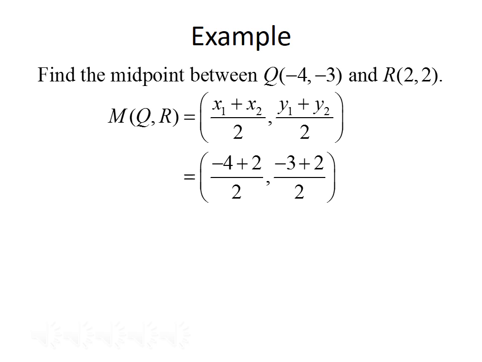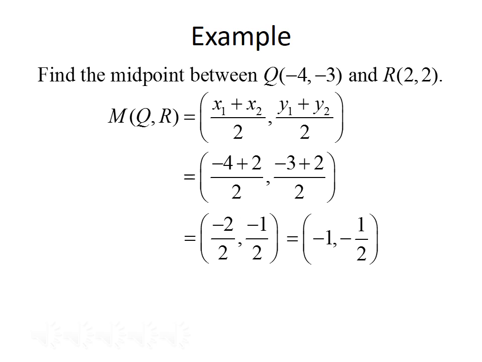If we plug these values into our formula, we'll get negative 4 plus 2 over 2 for the x-coordinate and negative 3 plus 2 over 2 for the y-coordinate. We simplify the addition in the numerator to give us negative 2 over 2, comma, negative 1 over 2. And if we simplify using division, that's going to give us the point negative 1, negative 1/2. So our midpoint between Q and R is negative 1, negative 1/2.